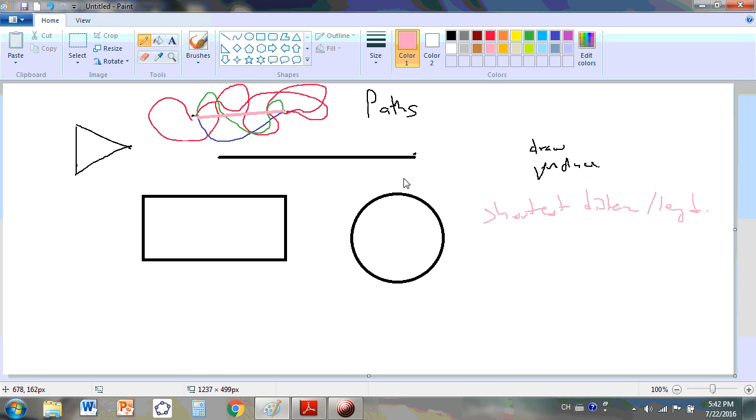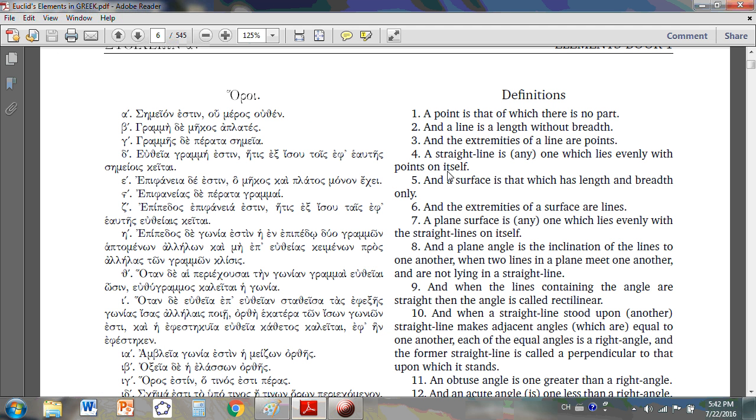So now, what is a straight line according to Euclid? Well, let's go back and check. Definition 4 tells us a straight line is any one which lies evenly with points on itself. That's kind of a very obscure or vague definition, and of course even the ancient Greek is kind of hard to make too much sense of. It says ethia grammi estin itis ex isu tis eaftis simios kita. Now really that's a mouthful, and even modern Greeks don't really understand it properly.